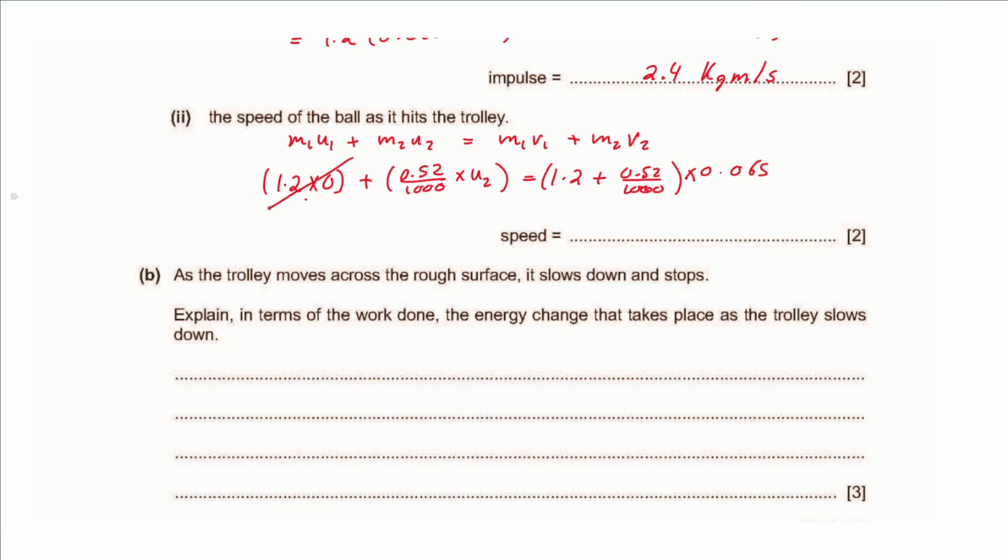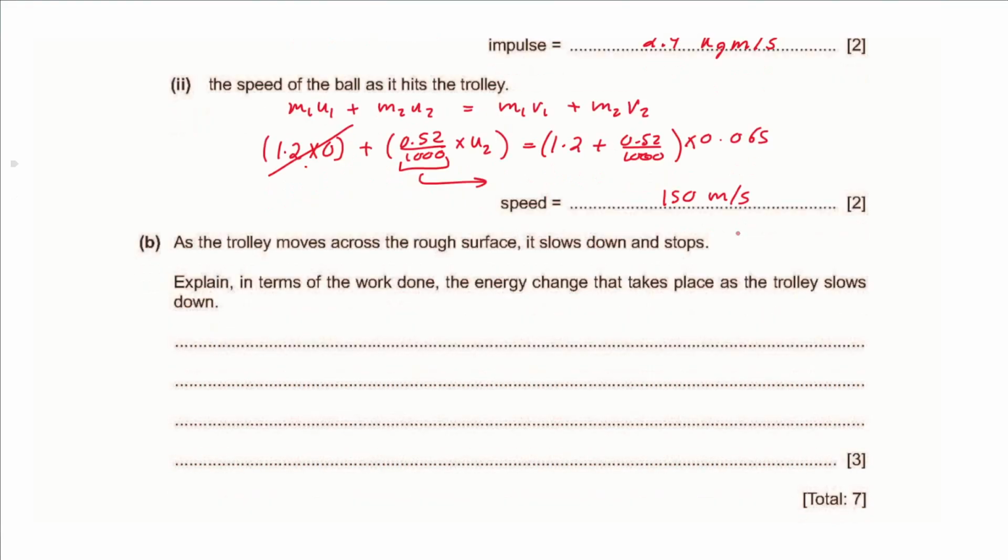So first this cancels out and we can divide this section here on the other side. We divide the right hand side by the fraction 0.52 over 1000. That gives an answer of 150 meters per second.